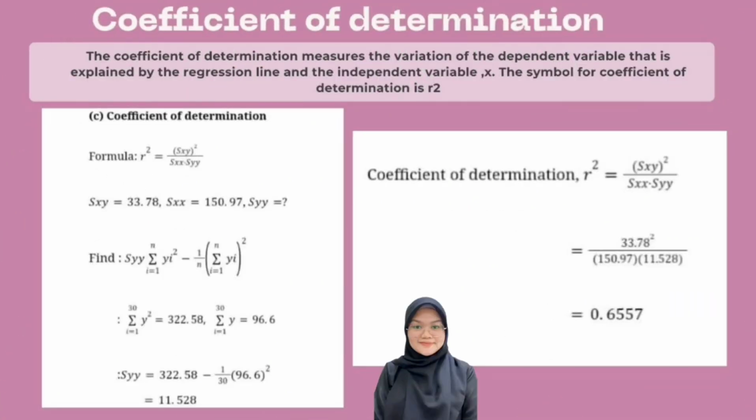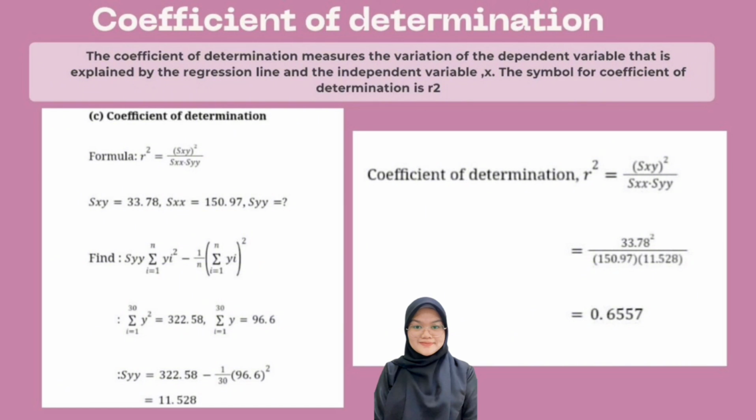For question C, we will find the determination and the coefficient. The first is determination. We use the formula r to the power of 2 equals open bracket Sxy close bracket to the power of 2 divided by Sxx times Syy. We know that the value of Sxy equals 33.78 and the value of Sxx equals 150.97, and we need to find the value of Syy.